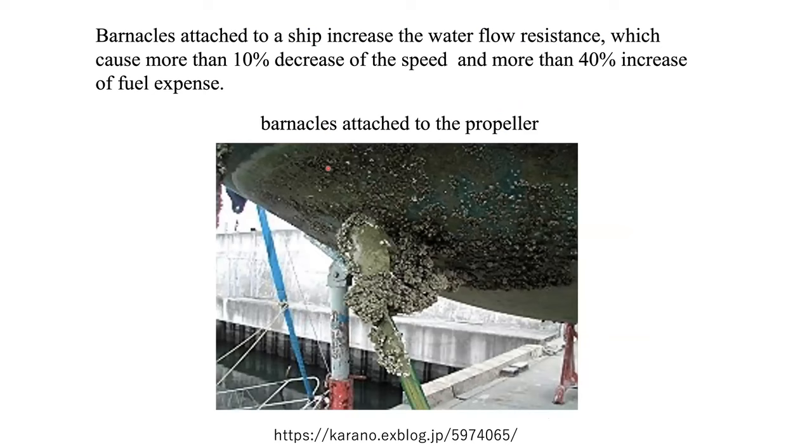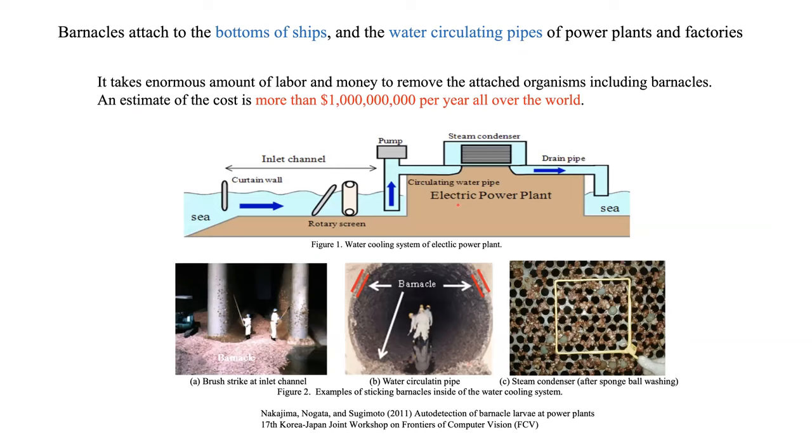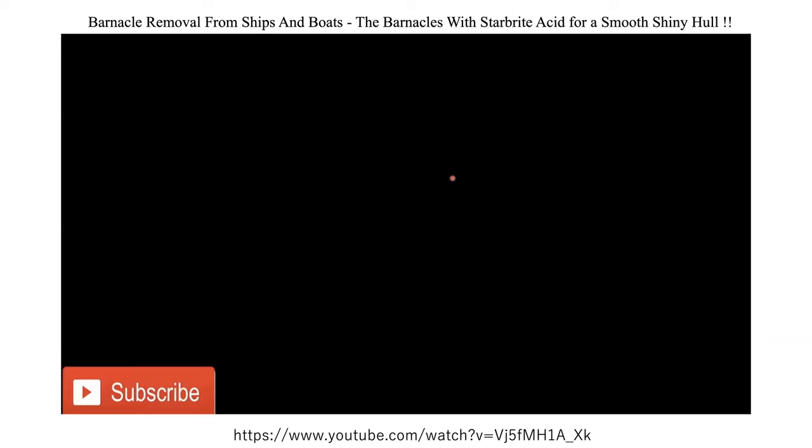The picture shows barnacles attached to the propeller and the bottom of the ship. Barnacles attached to a ship increase the water flow resistance, which causes more than 10% decrease of speed and more than 40% increase of fuel expense. So barnacle attachment on the bottom of a ship or the water circulating pipes of an electric power plant is a very important problem for the human economy. Okay, let's see the movie again.